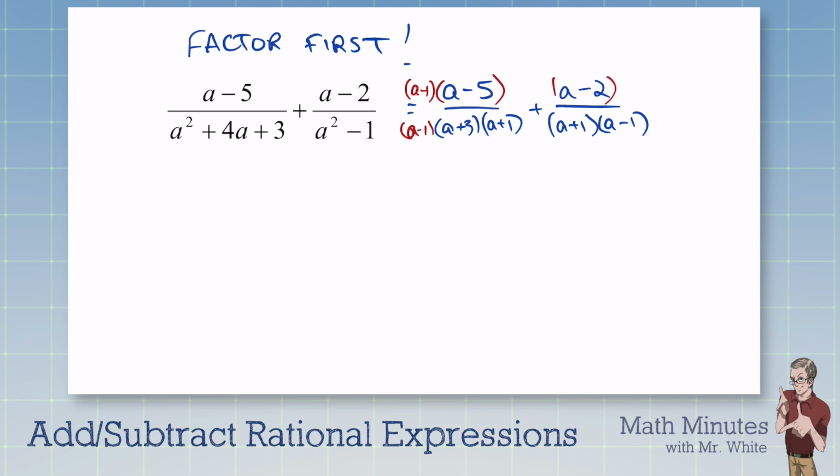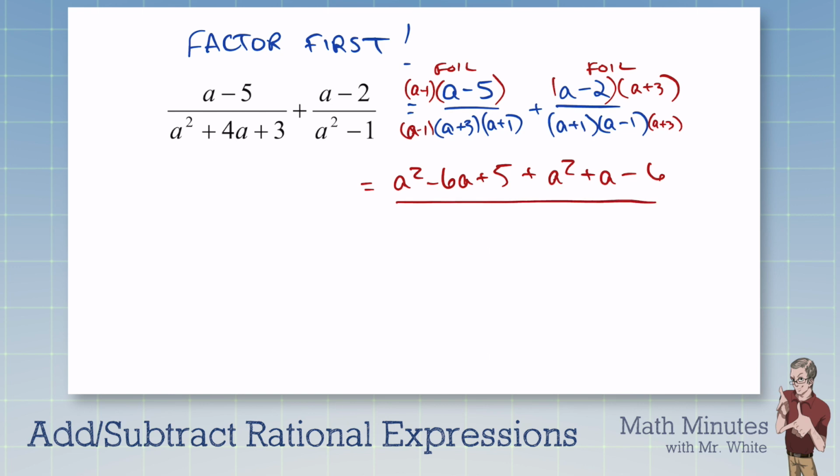And then what did we say this one needed? A plus 3, a plus 3. So now we do have to FOIL or box method these guys out so that we can combine like terms. So here we go. We get a squared minus 6a plus 5 plus a squared plus a minus 6 all over the common denominator. I'm not going to multiply this out. I'm leaving it in factored form.